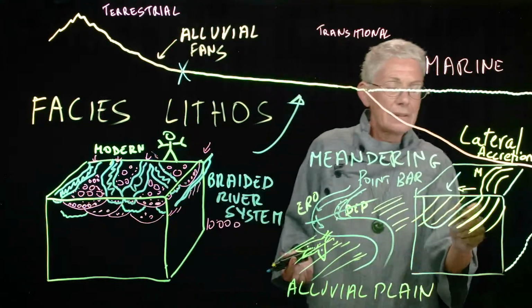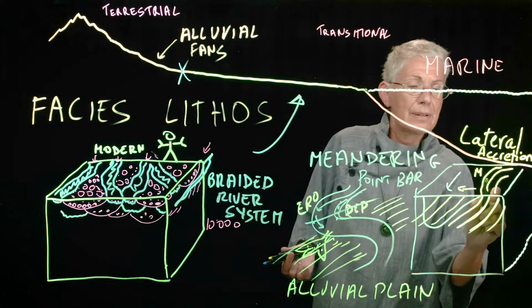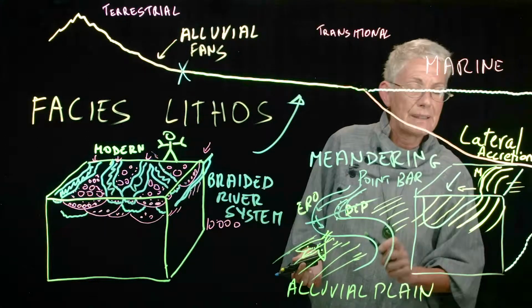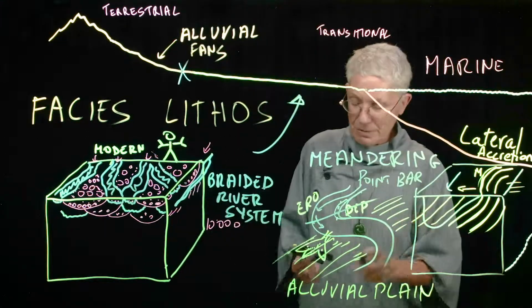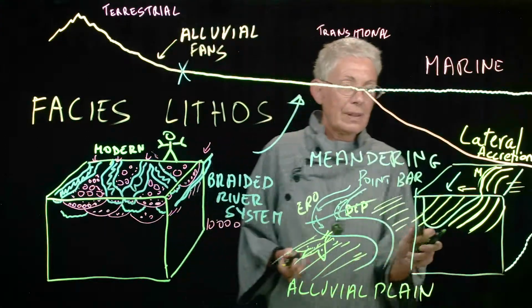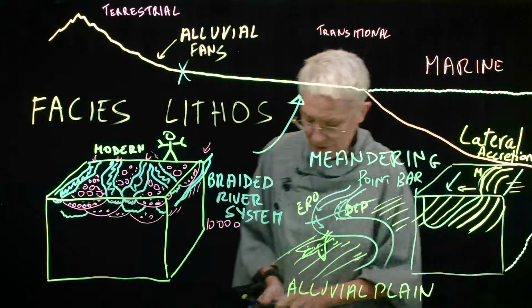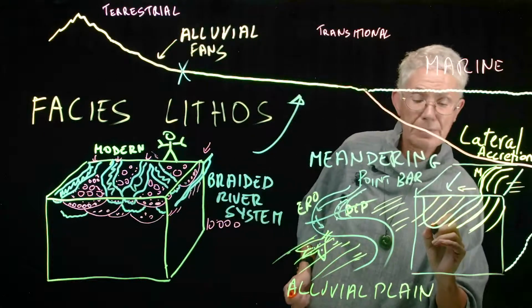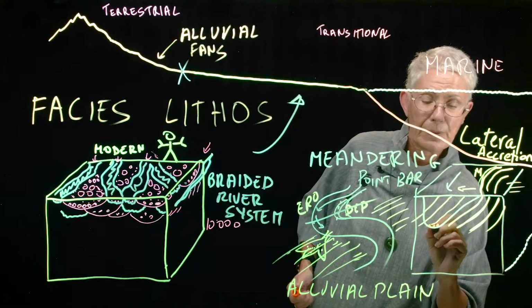So here you have coarser, and then here you will have finer. And at the bottom of the channel, you generally find the coarser material. Okay.